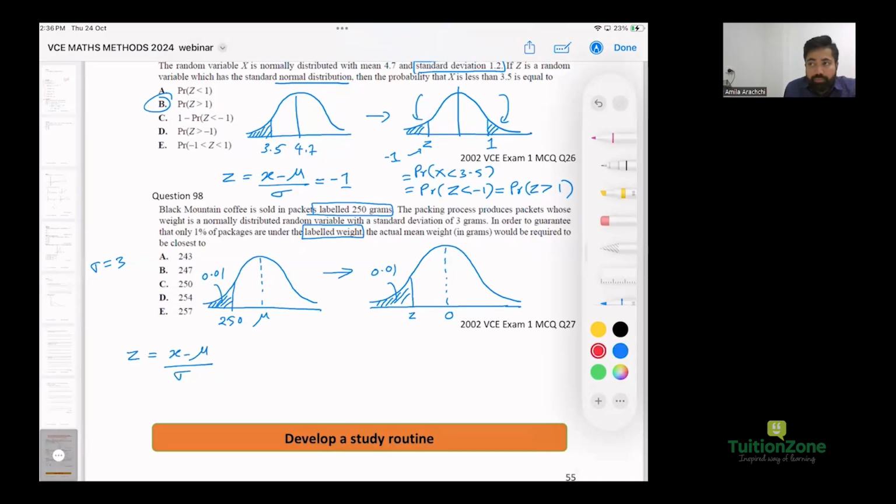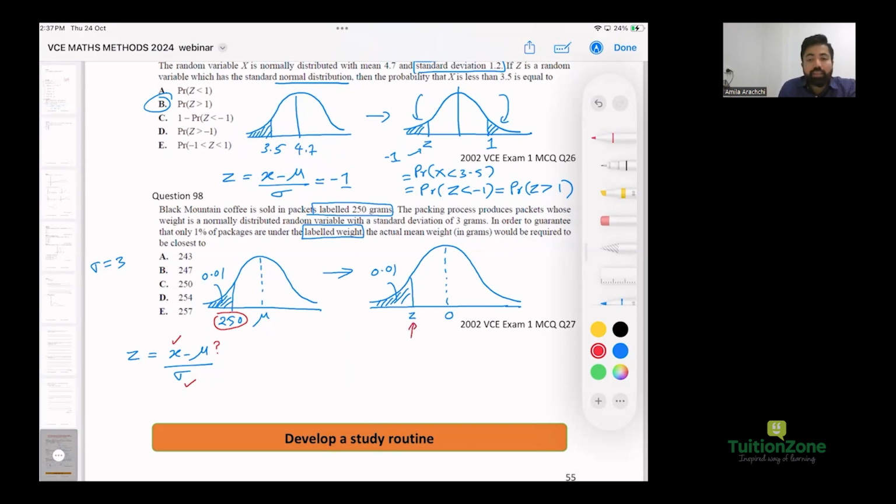So do you know the x value, Talia? I'm not sure. The x value is the corresponding value here, which is 250, right? The x is known. What's the mu value? Do you know the mu value? We're looking for mu, so we don't know. Do you know the sigma value? 3. Do you know the z value? We don't know the z value, but we can find this z value.